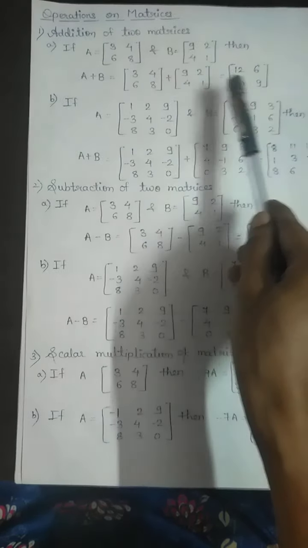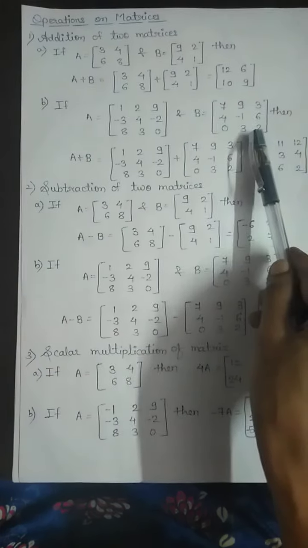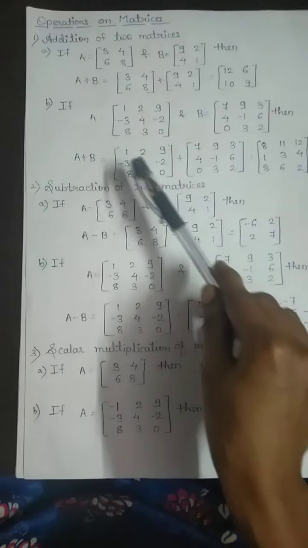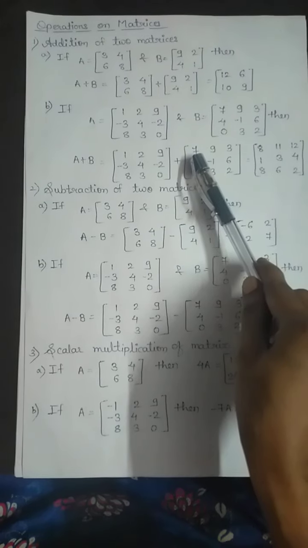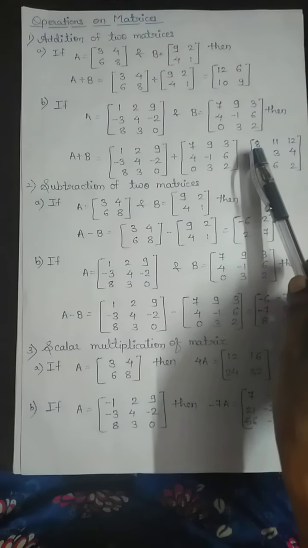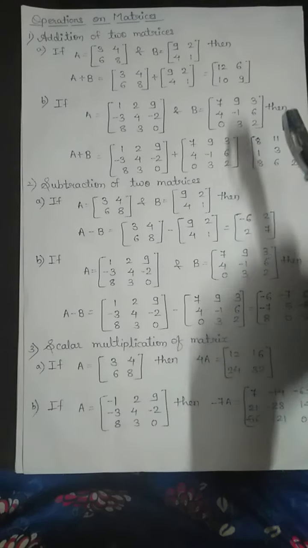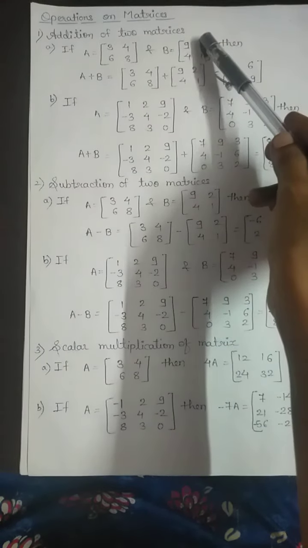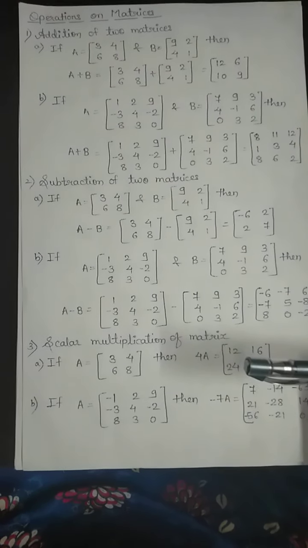is 9. Suppose I consider one more example of order 3 by 3. Then again the same addition: the first element of first matrix plus first element of second matrix will give us the element for the resultant matrix and so on. That means it is very clear that for addition of two matrices we require two matrices of the same order.